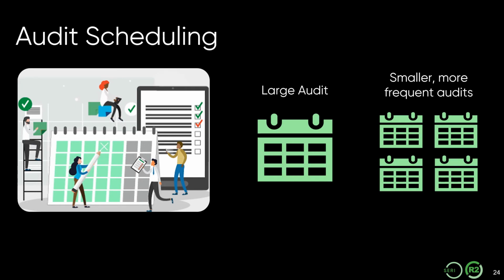Determining whether to conduct one large audit that covers all the criteria at once or smaller, more frequent audits of various segments of the criteria really depends on what works best for your facility. One large audit can be seen as a way to get a comprehensive look at the status of conformance at any one time and across the entire organization.